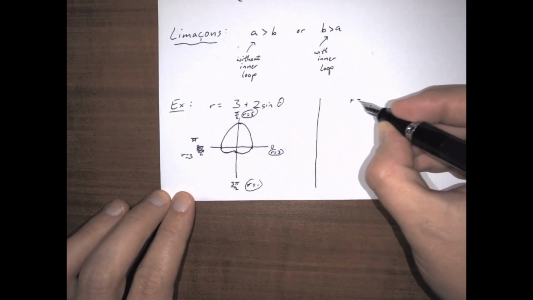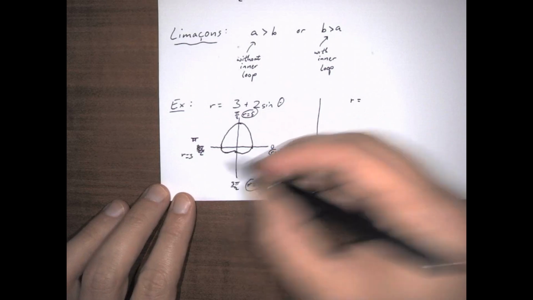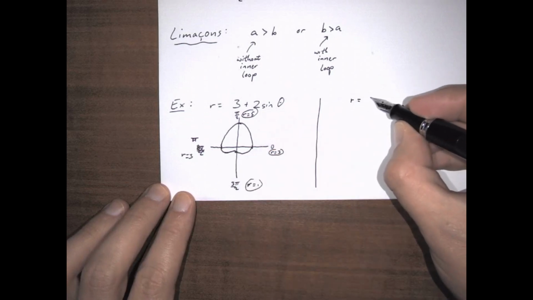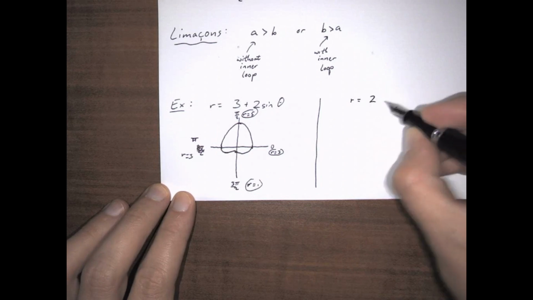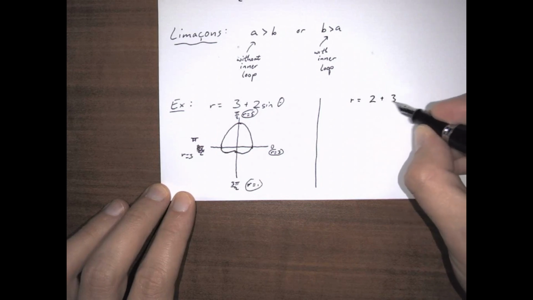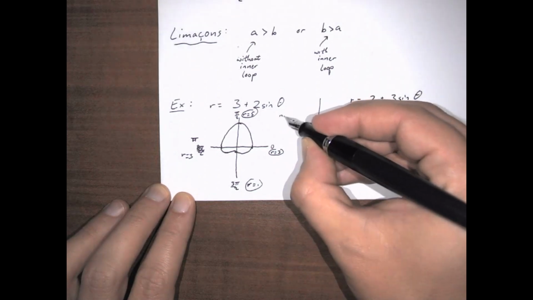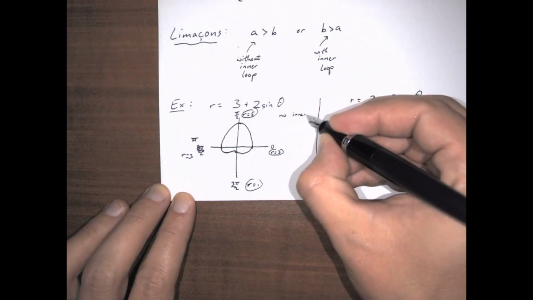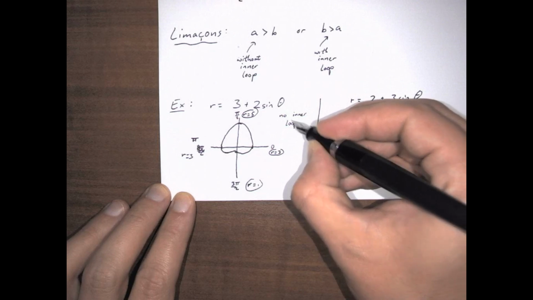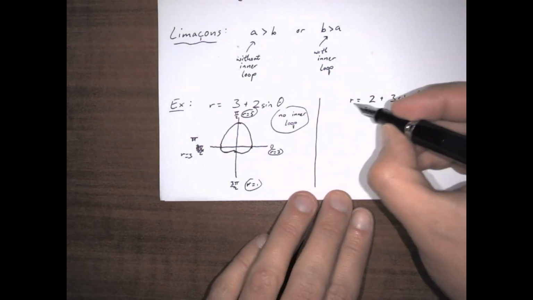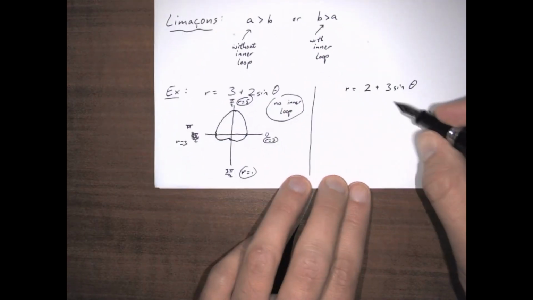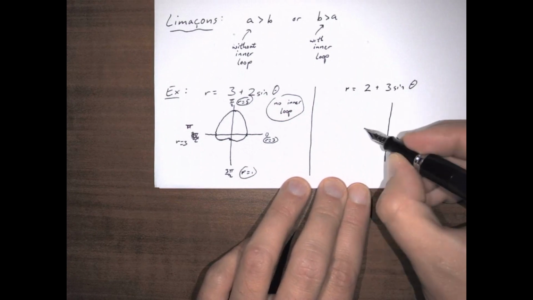All right. So this is no inner loop. And then one where there is an inner loop would be something like this. Well, we'll just switch it. So 2 plus 3 sine theta. This is no inner loop versus one where it does have an inner loop. Let's see what that would mean.